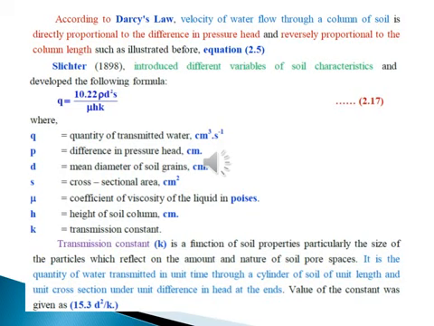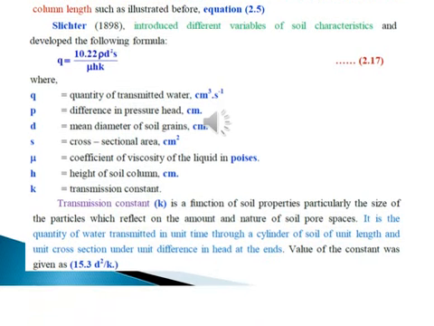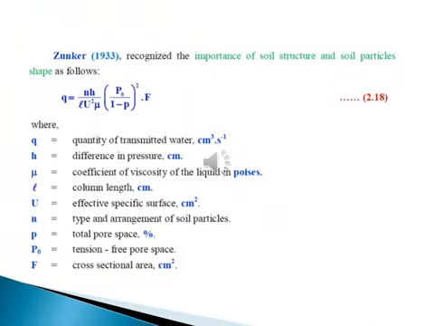Schlichter deduced different variables of soil characteristics and developed a formula which includes the transmission constant K, which is a function of soil properties. Dunkel recognized both soil structure and soil particle shape and developed a formula, as shown.